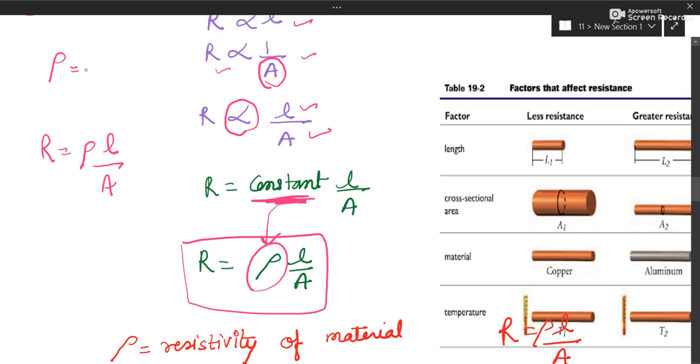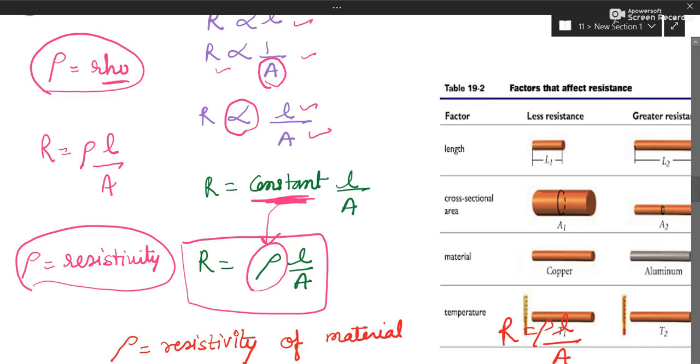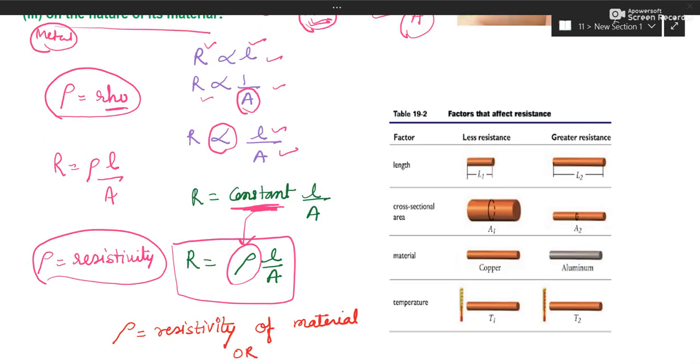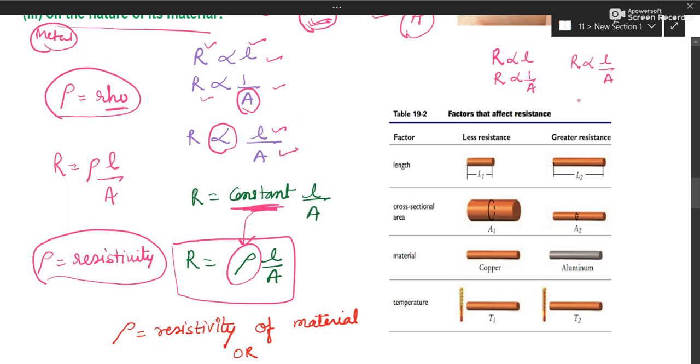This symbol's name is rho, R-H-O, but it is denoting resistivity. The symbol is rho, but it is denoting which quantity? Electrical resistivity. So, what we have seen is that resistance is directly proportional to length. Resistance is inversely proportional to area of the wire. So, combining we get L by A. Removing proportionality we get rho L by A. What is rho? Rho is denoting the resistivity of the material. You can see in this table here.